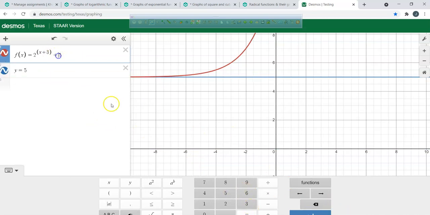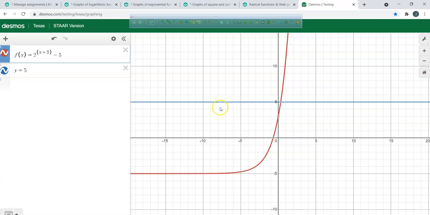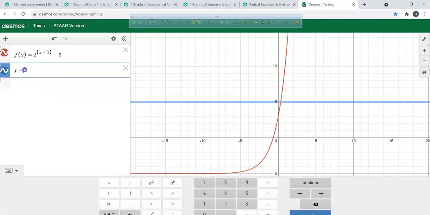If I move this and I say I'm going to shift this down 5, uh-oh, I got to change my asymptote. So where's my new asymptote going to be? Negative 5. So when you're doing the Khan Academy, you got to make sure that you move your asymptote up or down depending on your problem.